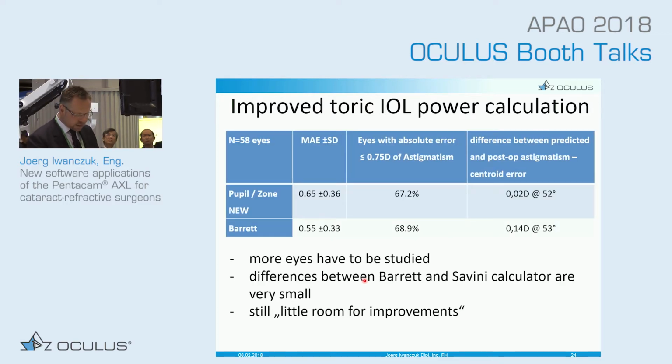That's our own calculator. Here the upper line is ours and the lower line is the Barrett calculator. So the mean absolute error is relatively the same. When you look into the differences between the predicted and the post-op astigmatism, there are also very small differences. Here our calculator is a little better. From the mean absolute error, Barrett is a little better. So considering the posterior surface seems to really have a benefit.